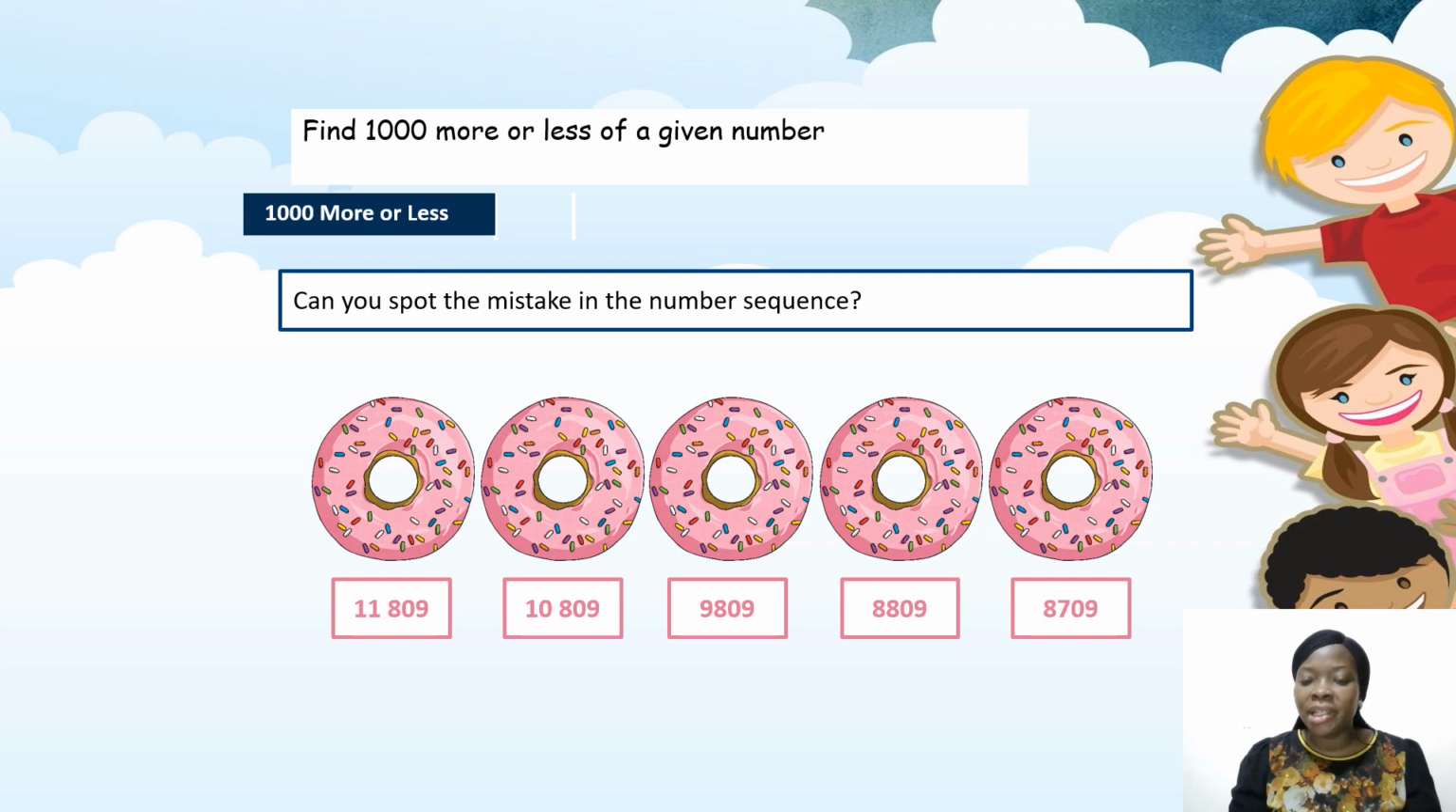Can you spot the mistake in the number sequence? Over here we have 11,809, 10,809, 9,809, 8,809, and 8,709. What mistake has been made? Pause the video and have a go.